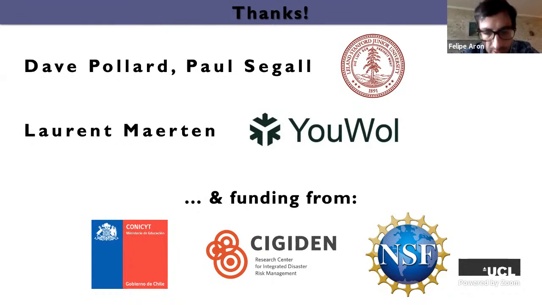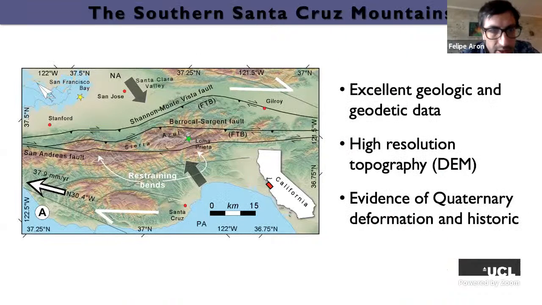The study area is located in Central California, as you can see here. That's the San Andreas Fault system with the Santa Cruz restraining bend that generates localized compression, as you can see by those black arrows, and that's accommodated by thrust faults, which are on the North American side of the plate boundary. The two main structures there are called the Berrocal-Sargent and Shannon-Monte Vista faults. That area has a lot of advantages, as you can see on the list on the right.